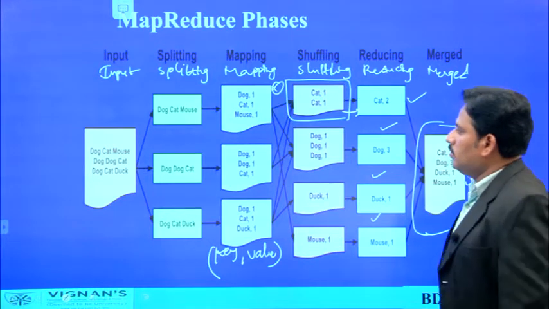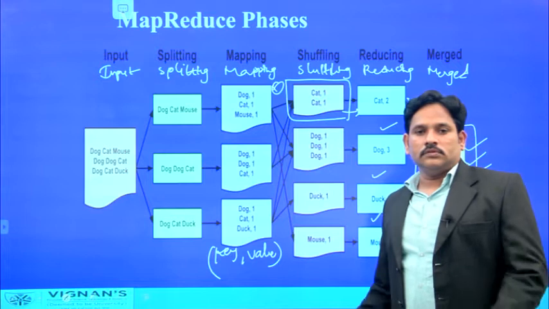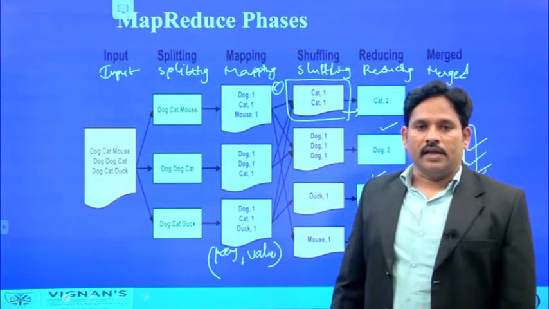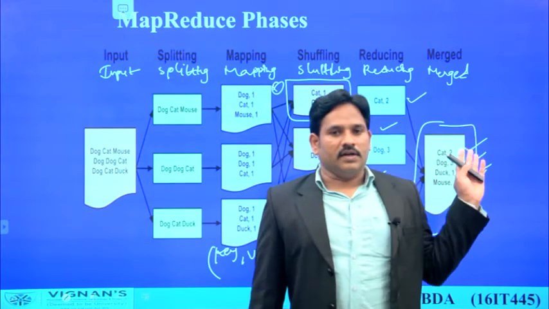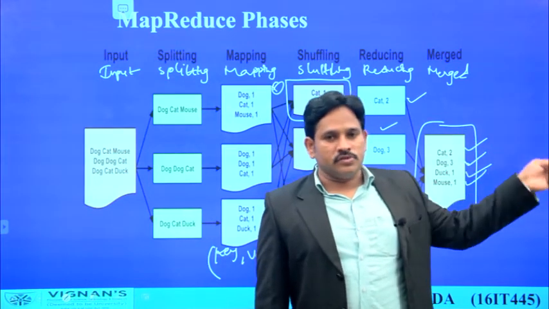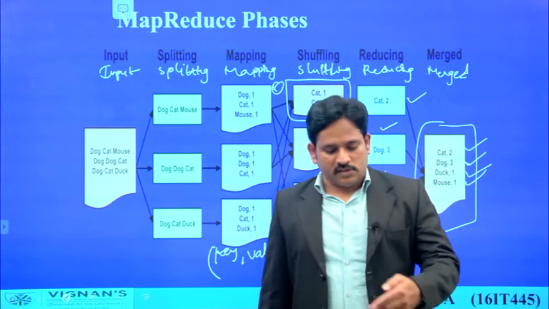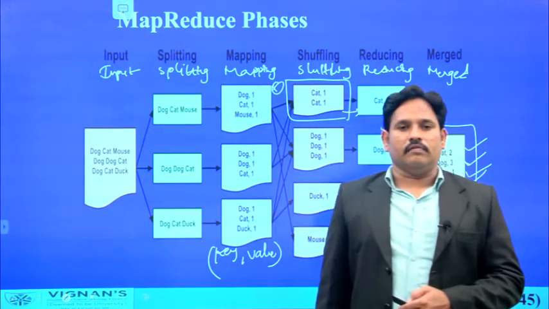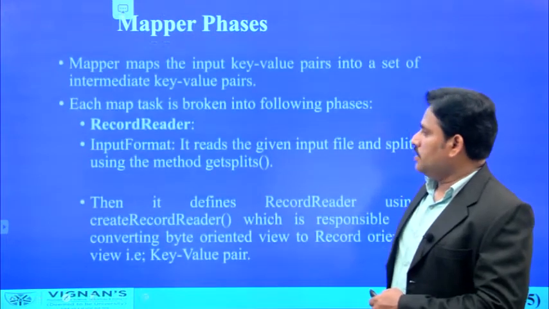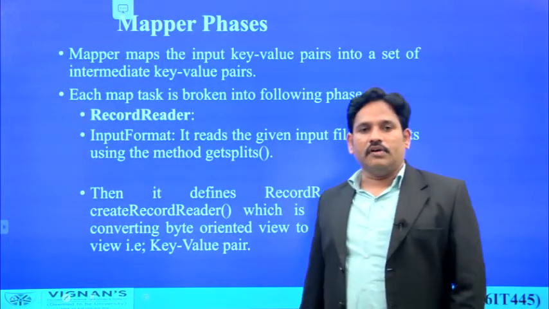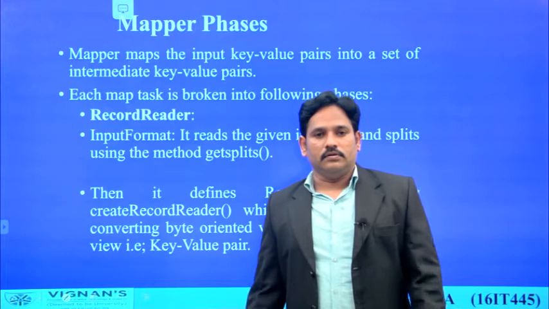So this is the way of splitting the data, assigning the data, shuffling of the data, reducing the data and merging the data, producing the final output. It's a simple example called the word count processing problem. Now we'll see the working of each and every module in the mapper block.